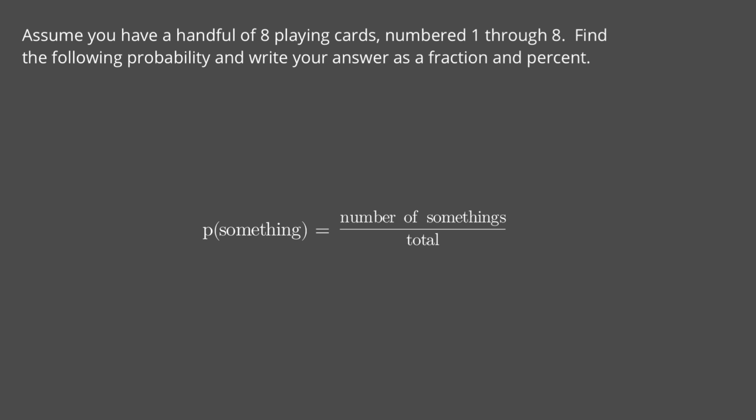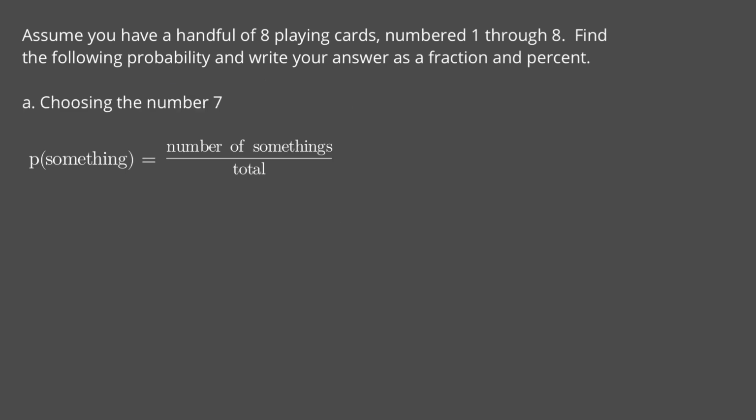So if we were to apply this formula to this problem, we are looking at a handful of 8 playing cards. So immediately we know that our total is going to be 8 because we have 8 playing cards. And they are numbered 1 through 8. So we have numbers 1, 2, 3, 4, 5, 6, 7, and 8. And we want to find the probability of something. Let's take a look at a couple examples.